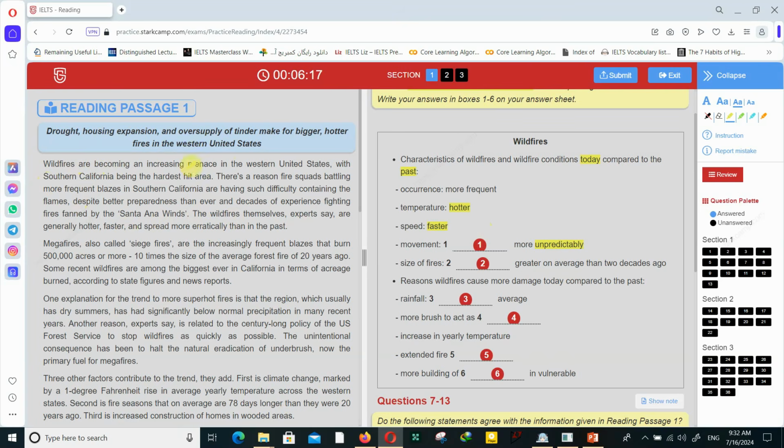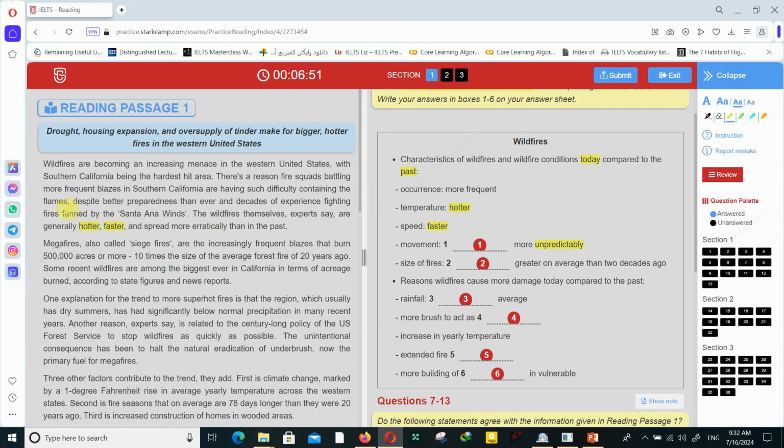Wildfires are becoming an increasing menace in the western United States, with Southern California being the hardest hit area. There is a reason fire squads battling more frequent blazes in Southern California are having such difficulty containing the flames despite better preparedness than ever and decades of experience fighting fires fanned by the Santa Ana winds. The wildfires themselves, experts say, are generally hotter, you see, hotter, faster, exactly the same one, and spread.